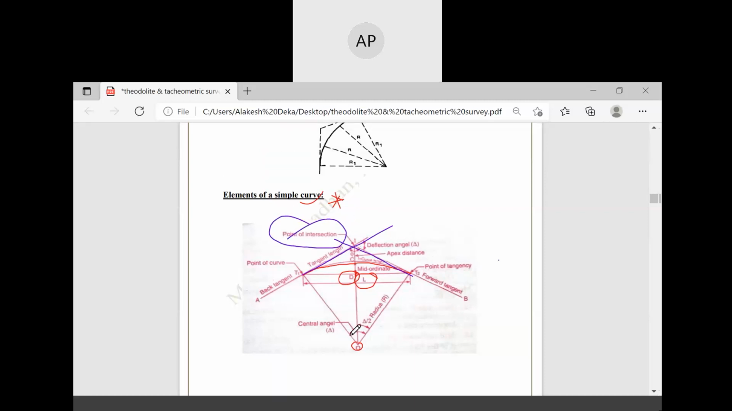This is the central angle, denoted by delta, and this angle is delta by 2. T2 is the forward tangent and T1 is called the back tangent. This is the point of curve. This is the deflection angle delta, and this distance is called the apex distance. So these are the different elements of a simple curve.